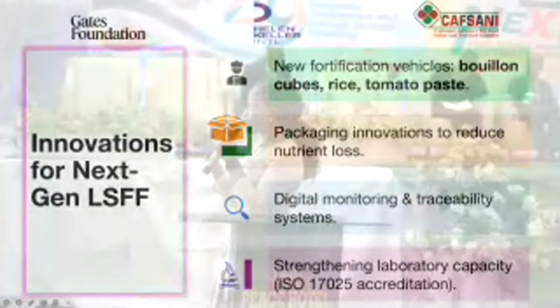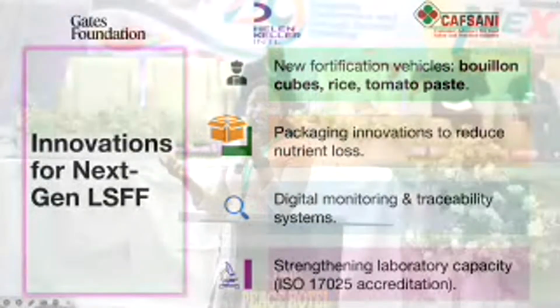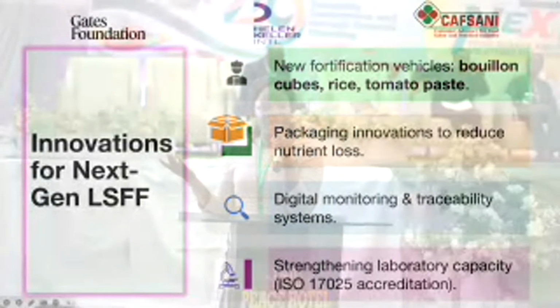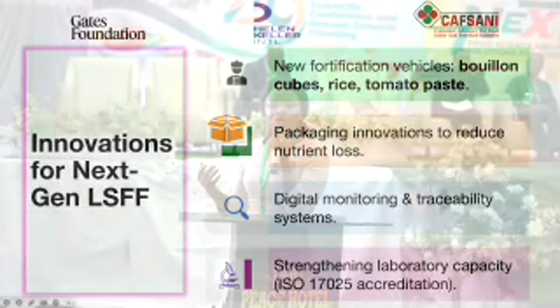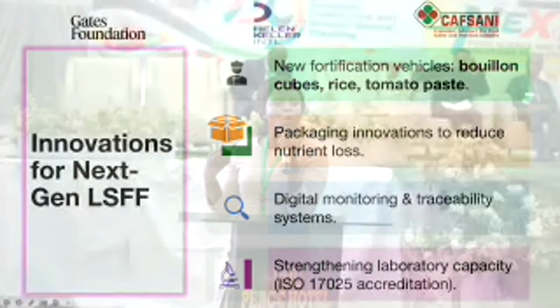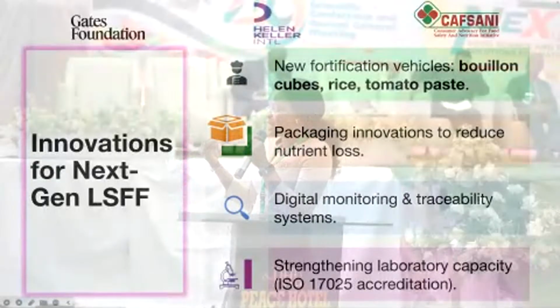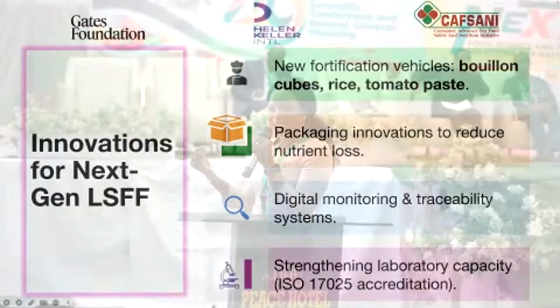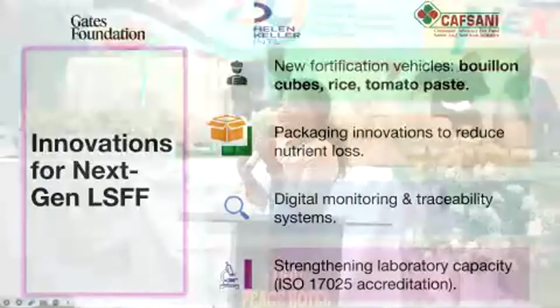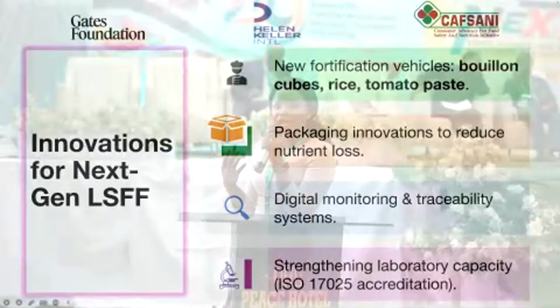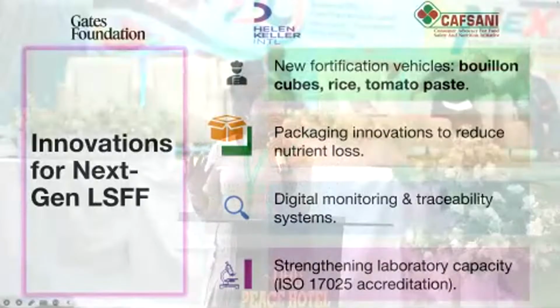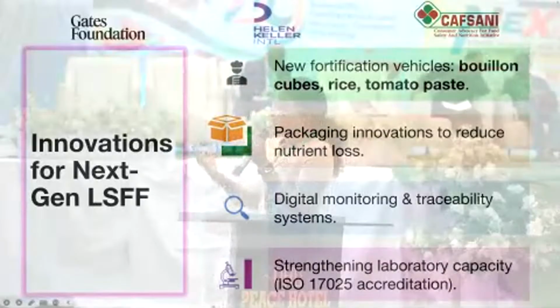We're saying that there should be digital monitoring and traceability systems, for instance, what GAIN has begun to do, to help track what manufacturers have in their food products in real time, right? And we're also saying that we should strengthen laboratory capacities so that they can provide accurate results even for the fortified foods and also the fortificants that are used for them.